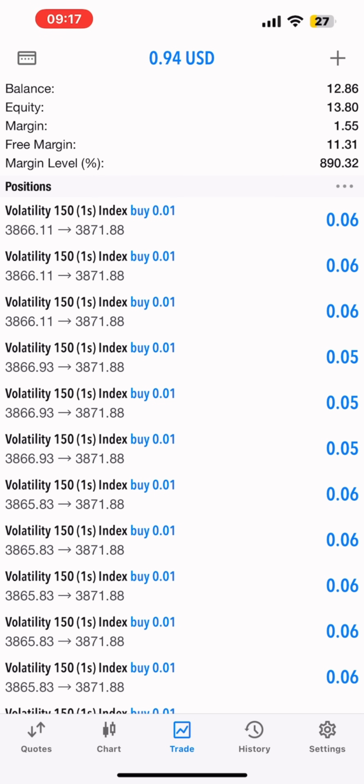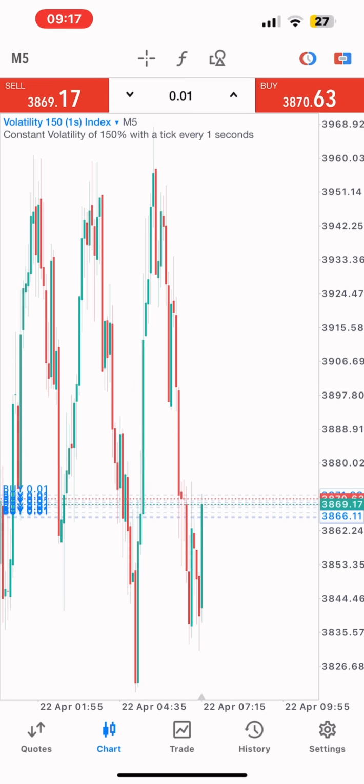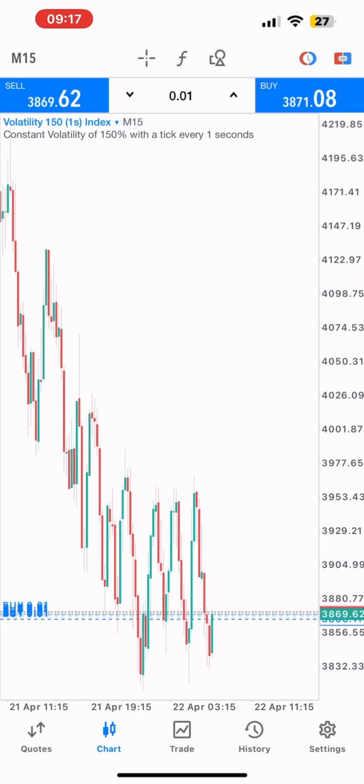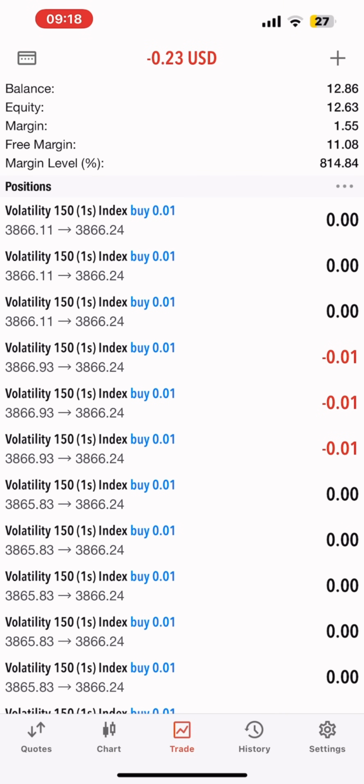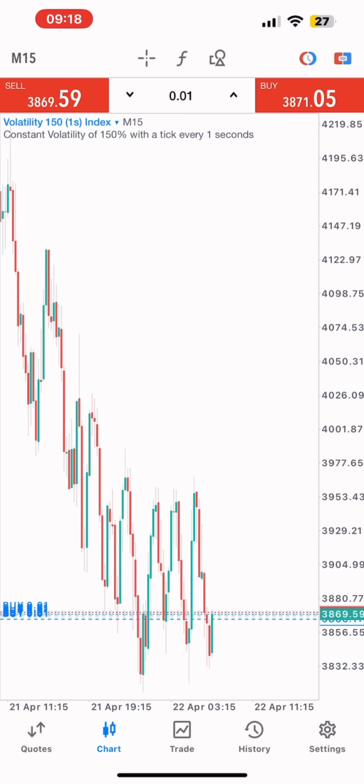So let's give the market time to do its work. Let's see. So don't panic. These positions are many, but the pair is not that volatile, which means the possibility of the market blowing this account is very low, because the pip value of Volatility 15 1s is not that much. So I'm gonna hold on to the account.